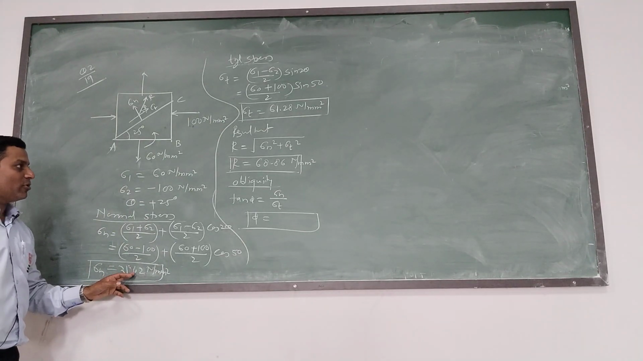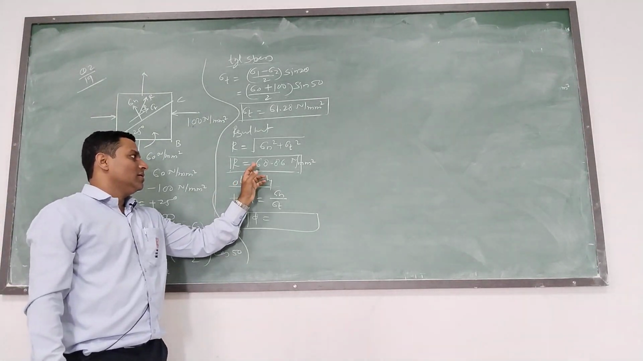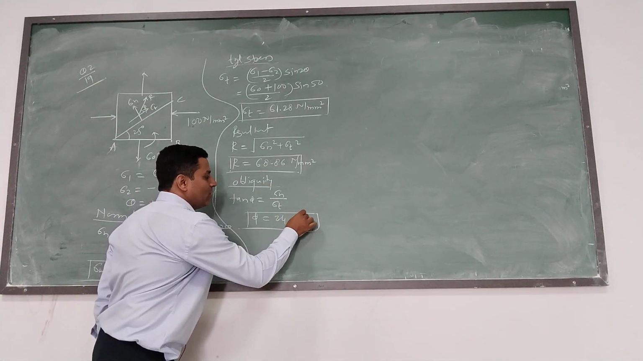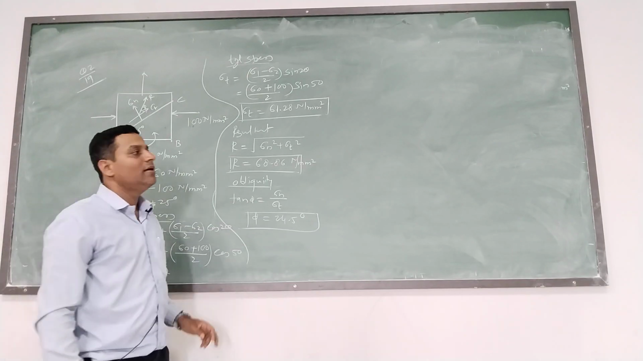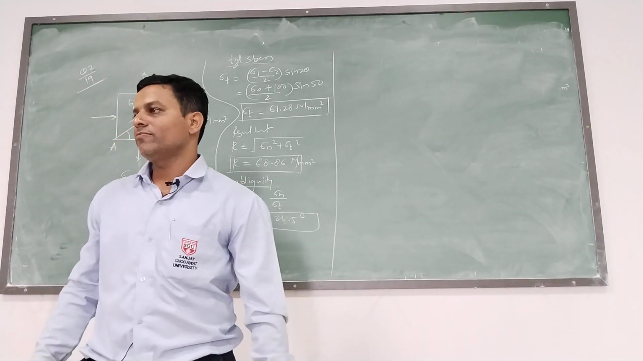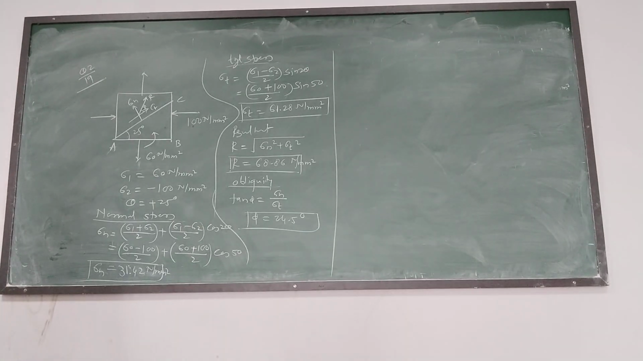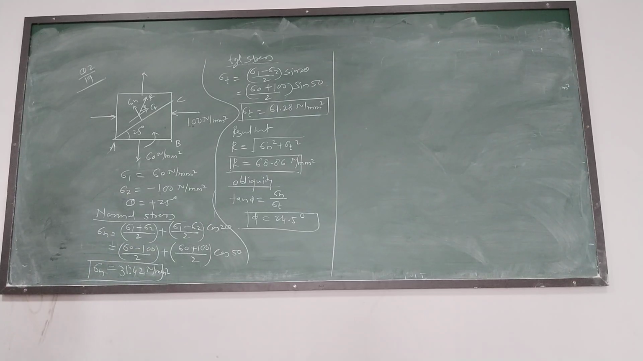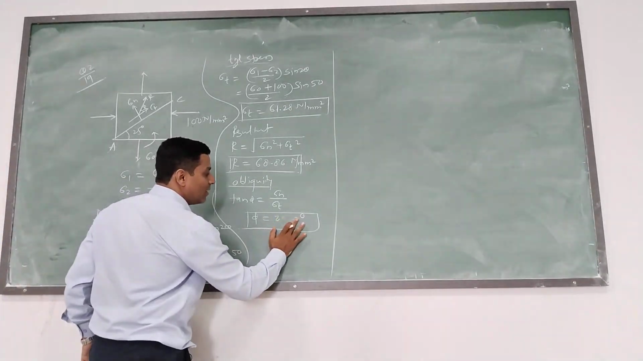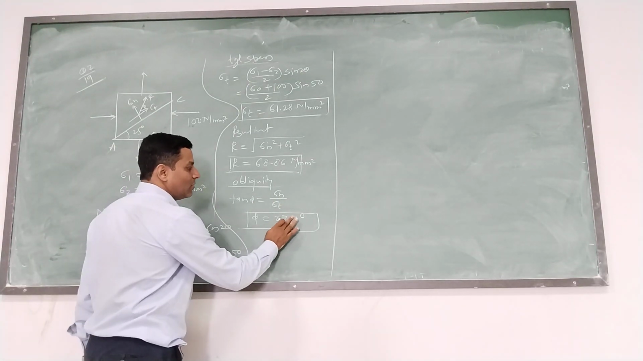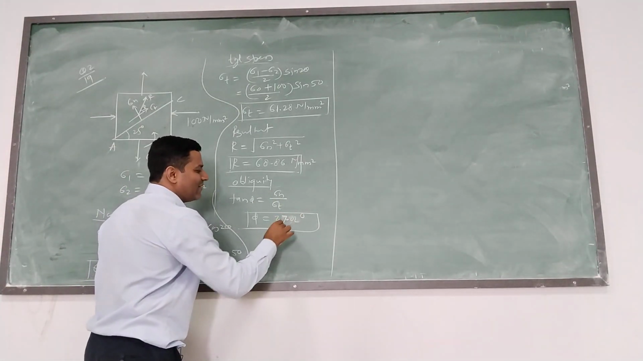Sigma n 31.42, 24.5 degree. So this is your phi, that is obliquity. So the answer of phi is 27 degree.